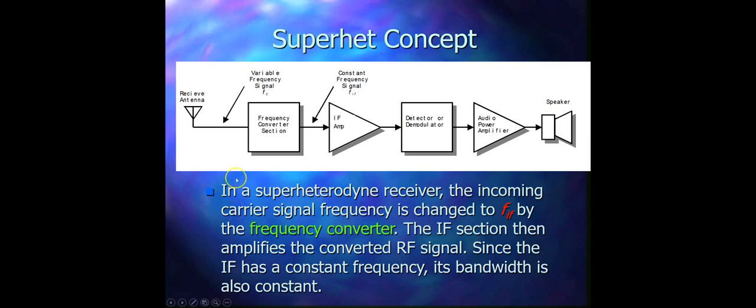So it says in a superheterodyne receiver, the information carrier signal frequency is changed to FIF by the frequency converter. The IF section then amplifies the converted RF signal. Since the IF has a constant frequency, its bandwidth is also constant. Now in the next slide we are going to see this frequency converter section and what are the modules inside this section which is helping in making the bandwidth constant.